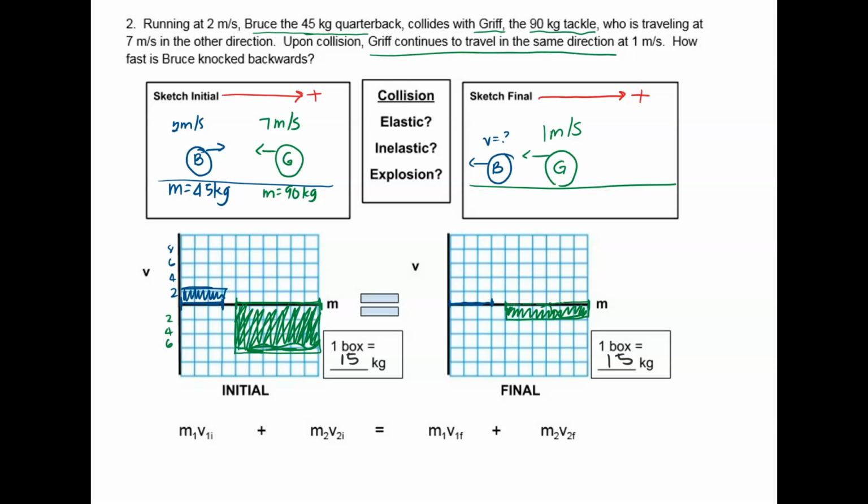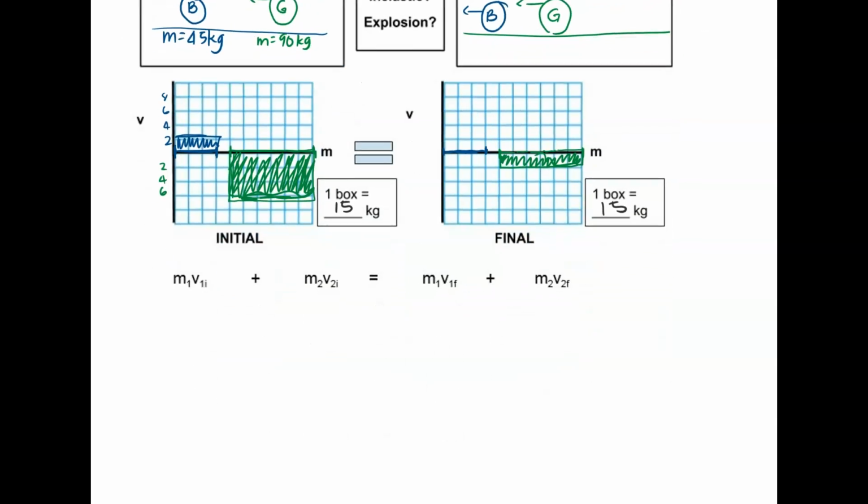And so now I want to make sure that the momentums are the same. So the momentum here, right, is 2 times 45. So 2 times 45 will give us 90. And the momentum here is 90 times 7, which is going to be 630. Now, so then negative 630, because this is in the negative direction, plus 45 should give us the same number for this second graph right here.